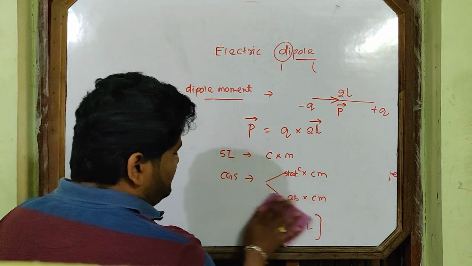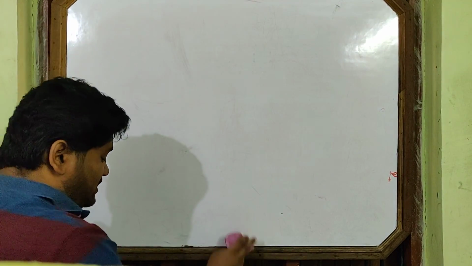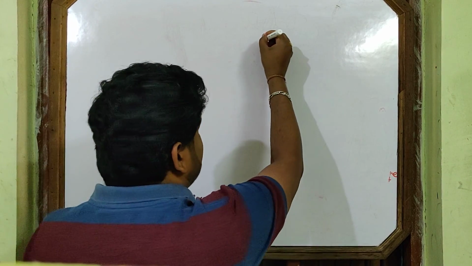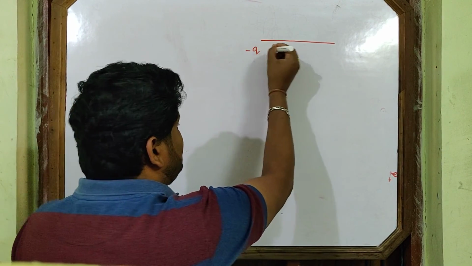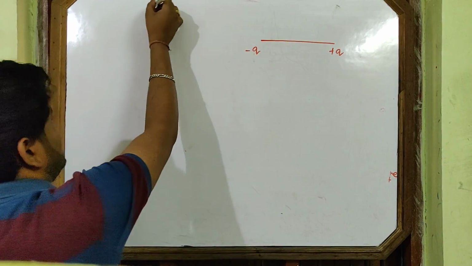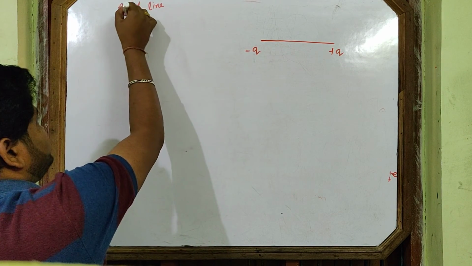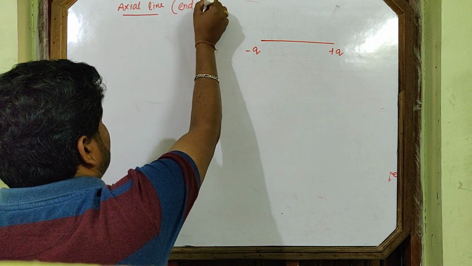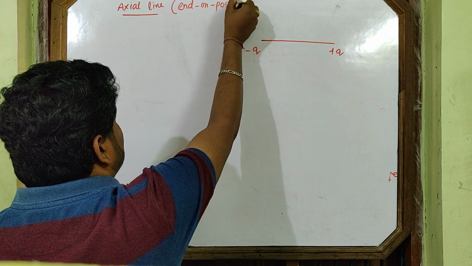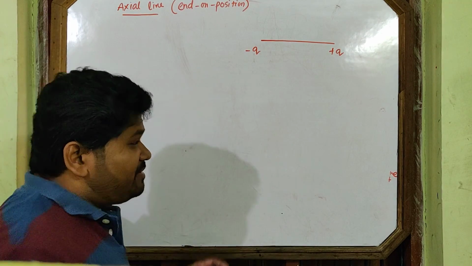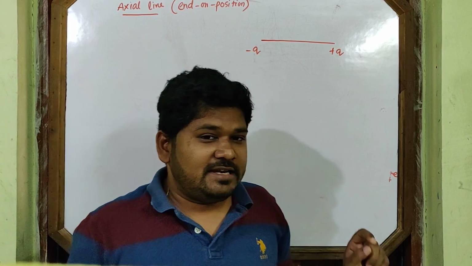Then we will find the electric field intensity at any point on the axial line and equatorial line. We will come to the derivation part now. We will start the first derivation: electric field intensity at any point on the axial line. This is also called, remember, the end on position. Any point on the axial line is called the end on position.